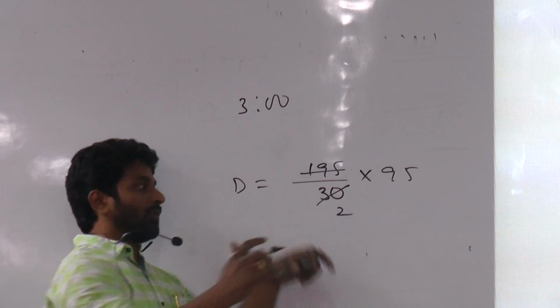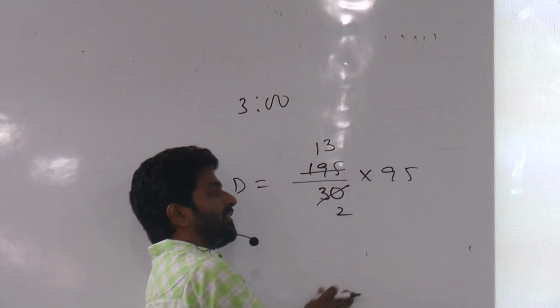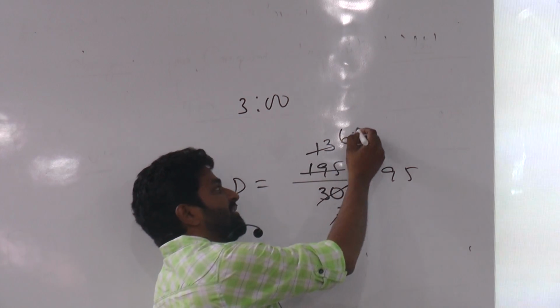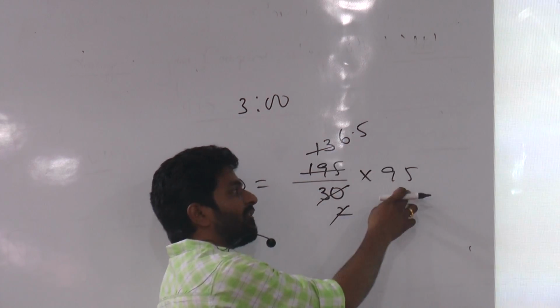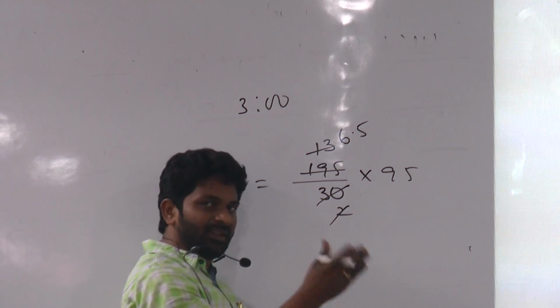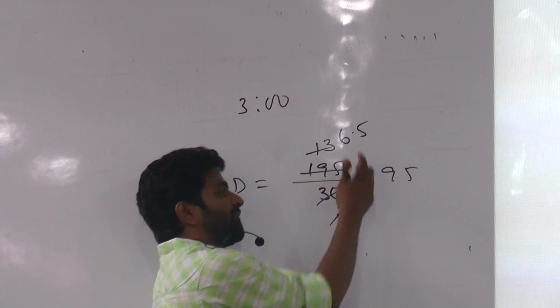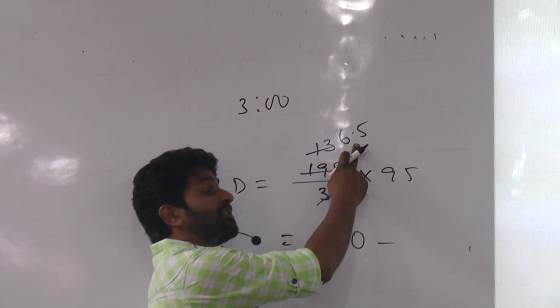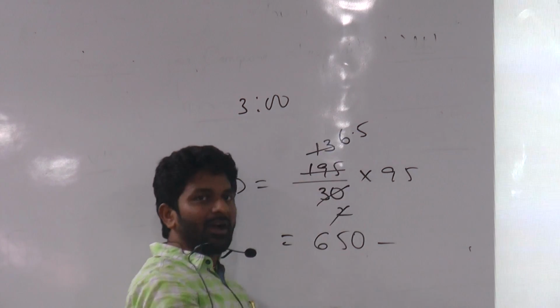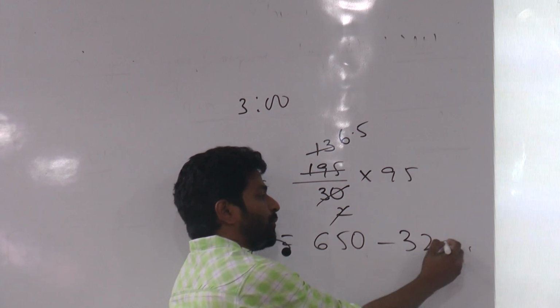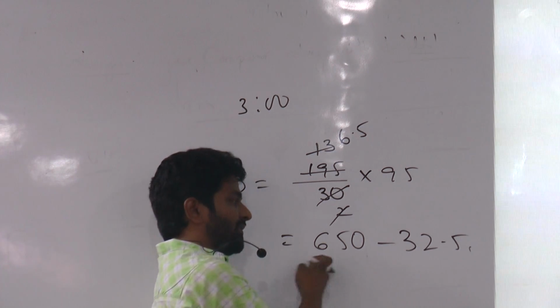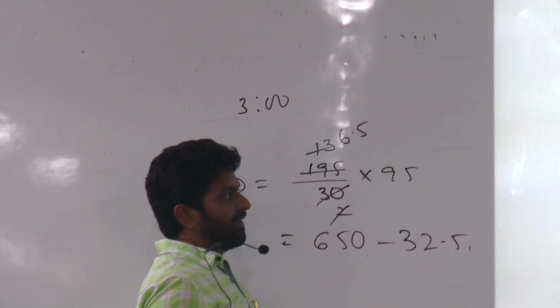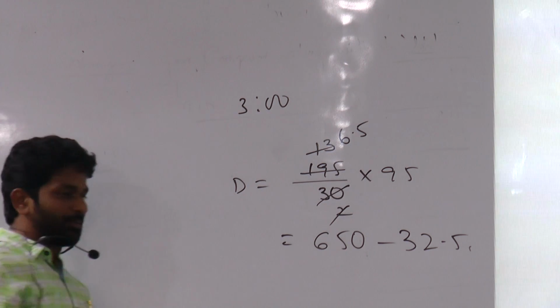In the sense, 3 more. So total that is 13 by 2, which is 6.5 times 95. Let's take 100 times and then subtract 5 times. 100 times of this number is 650, minus 5 times. 10 times is 65, so 5 times will be half of 65, which is 32.5. 650 minus 32.5 is 617.5. Second option.